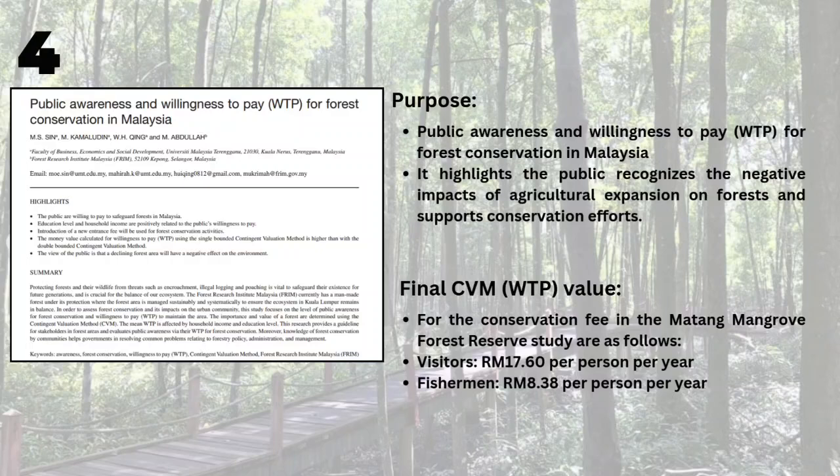Additionally, public awareness and willingness to pay for forest conservation in Malaysia. The purpose is for forest conservation. It highlights that the public recognizes the negative impact of agricultural expansion on forests and supports conservation efforts. The final CVM WTP value for visitors is RM 17 ringgit 60 cents per person per year, for fishermen RM 8 ringgit 38 cents per person per year.